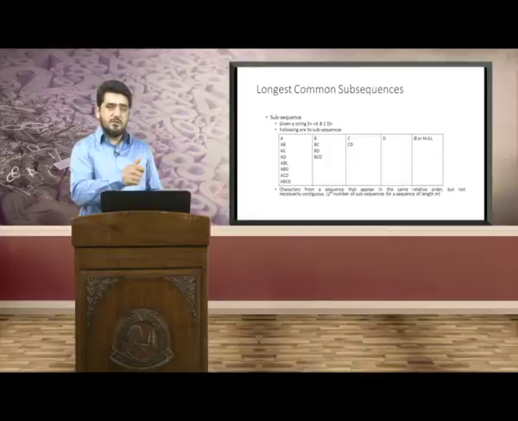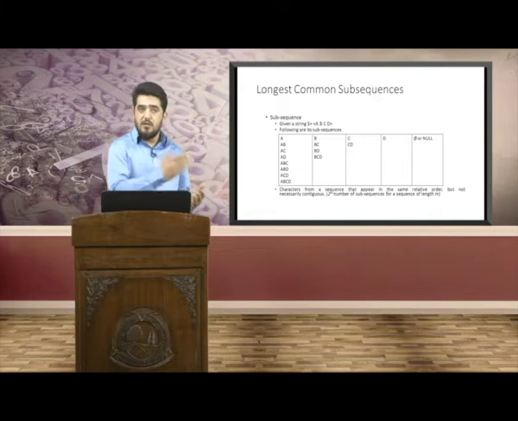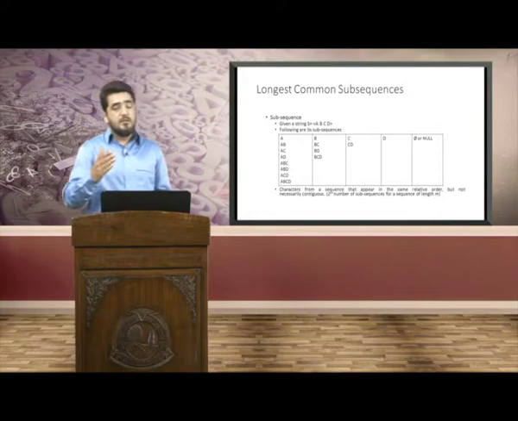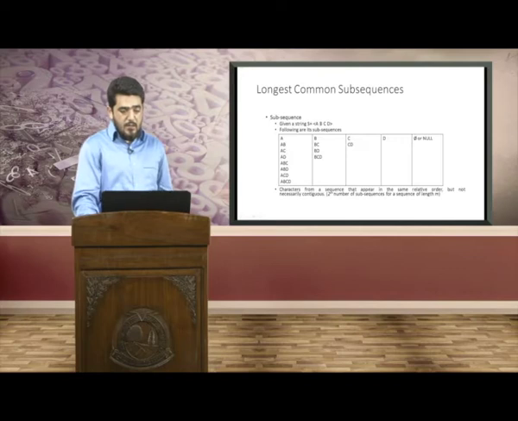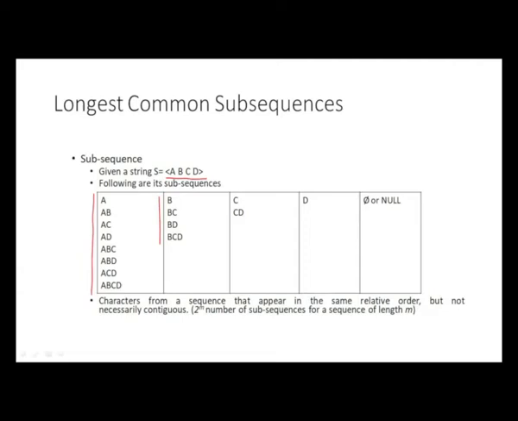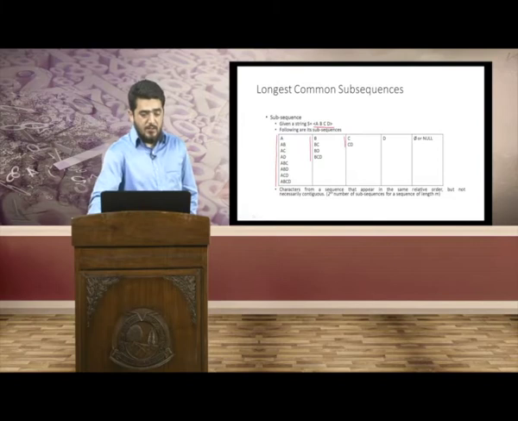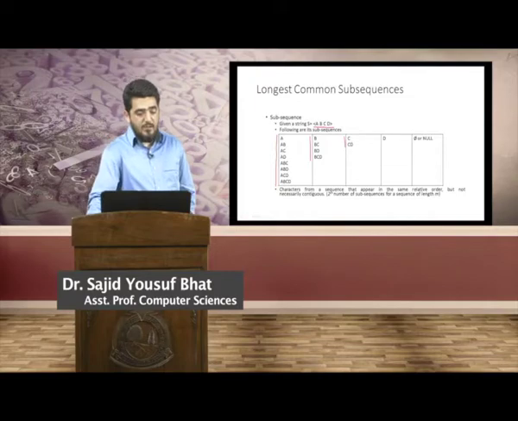A subsequence of this string or this larger sequence is a set of characters in the same relative order as they are in the original string or in the original sequence. But it's not necessary that they be contiguous. For example, on the screen you can see that we have a sequence with the characters A, B, C and D. Here you can see the list of all possible subsequences of this string. So we can see A is a subsequence of this string, A and B is a subsequence of this string, A and C, A, B, C, A, B, D and so on and so forth.